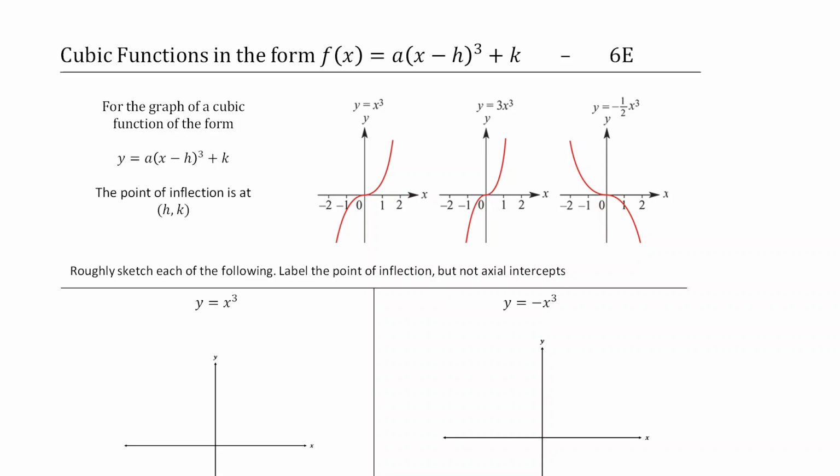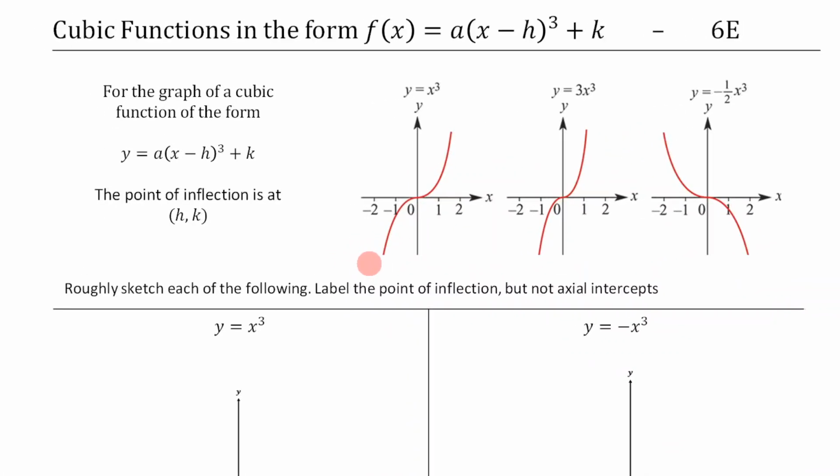Welcome. So in this lesson, we're going to be talking about cubic functions in this form right here. So it's a brackets x minus h cubed plus k. So this is the general form that we're going to be looking at for these types of cubics. So it says for the graph of a cubic function of the form this, these are what these types of graphs are going to look like. So it's really important that you just become familiar with this shape when you have a function in this form.